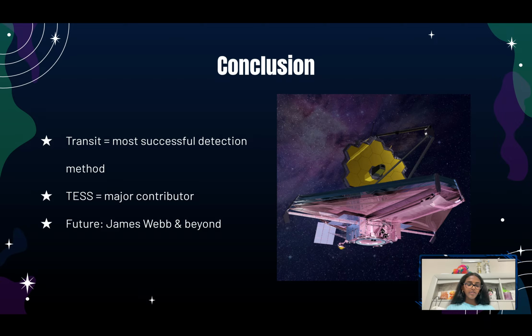So, in conclusion, the transit detection method as of today is one of the most successful detection methods there are, and TESS is a major contributor to this process. But the future of exoplanet discovery is looking extremely promising with newer telescopes that build on these foundations, especially with the James Webb Telescope, which is pictured right here, and beyond.